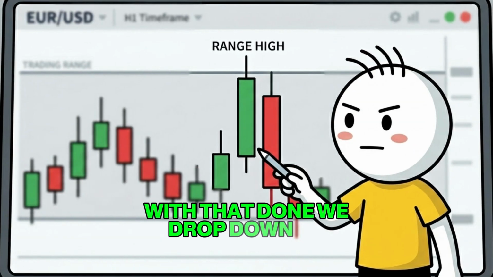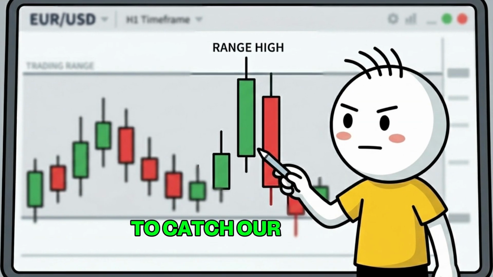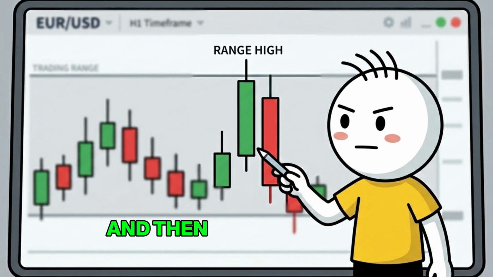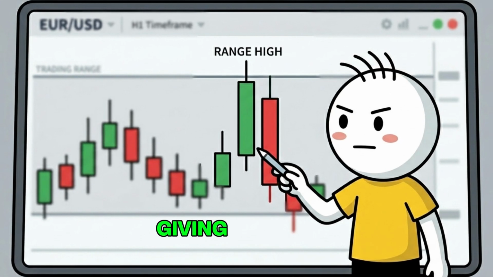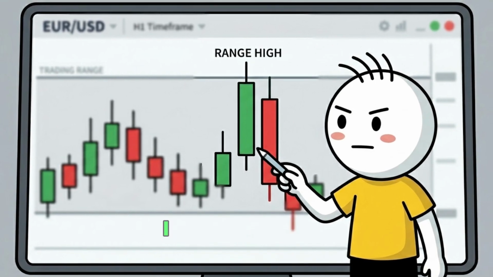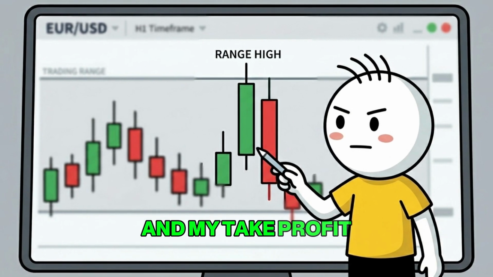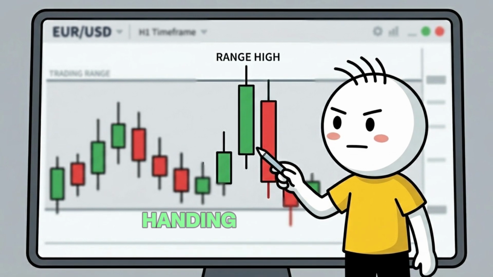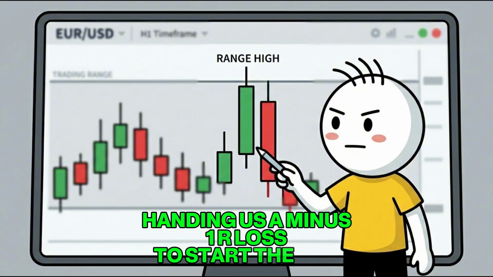With that done, we drop down to the 5-minute time frame to catch our setups. Early in the session, price closes above the range high and then breaks cleanly back inside, giving us a valid short setup. I place my stop at the high and my take profit at 2-to-1. The market pushes against us and hits our stop loss, handing us a -1R loss to start the day.